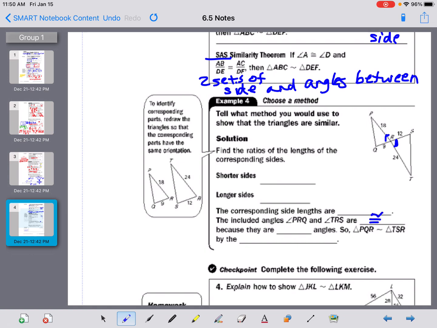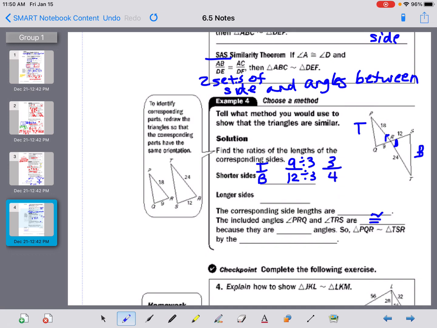Okay, sides. Shorter side to shorter side. By the way, I'm going top and bottom so I can organize, okay? On the top, my shorter side is 9. On the bottom, my shorter side is 12. I can reduce those by 3, and I get 3 over 4.